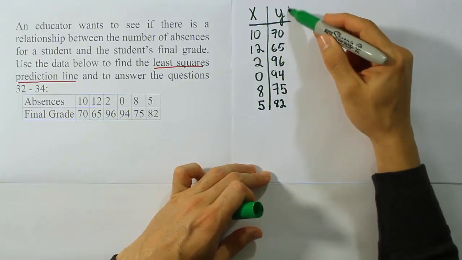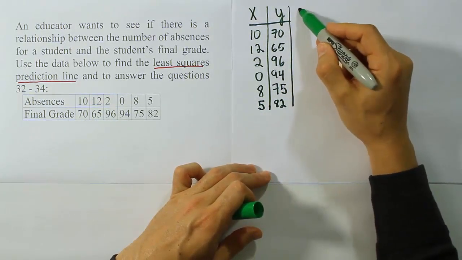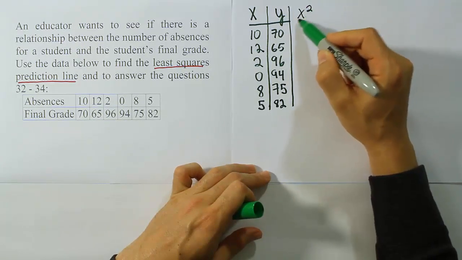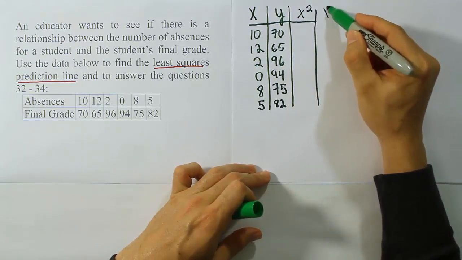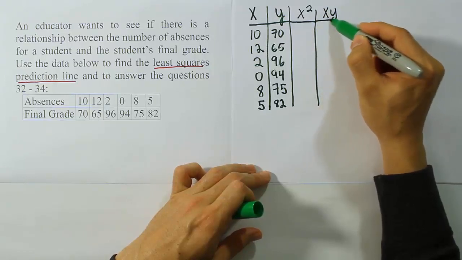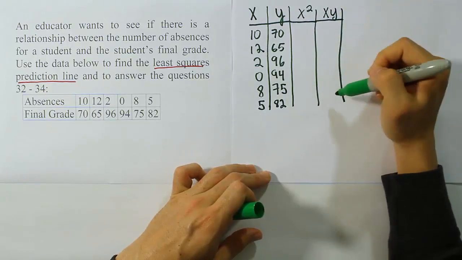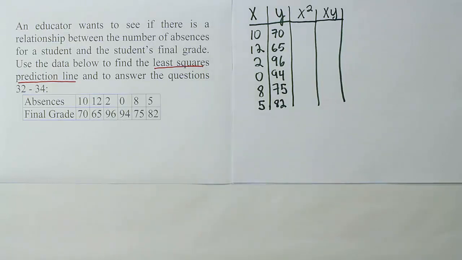Now what I want to do next is come up with a column called x squared. And then from there, I'm going to create the column x times y. So this is going to be the four columns that we need to use to create the least squares prediction line.